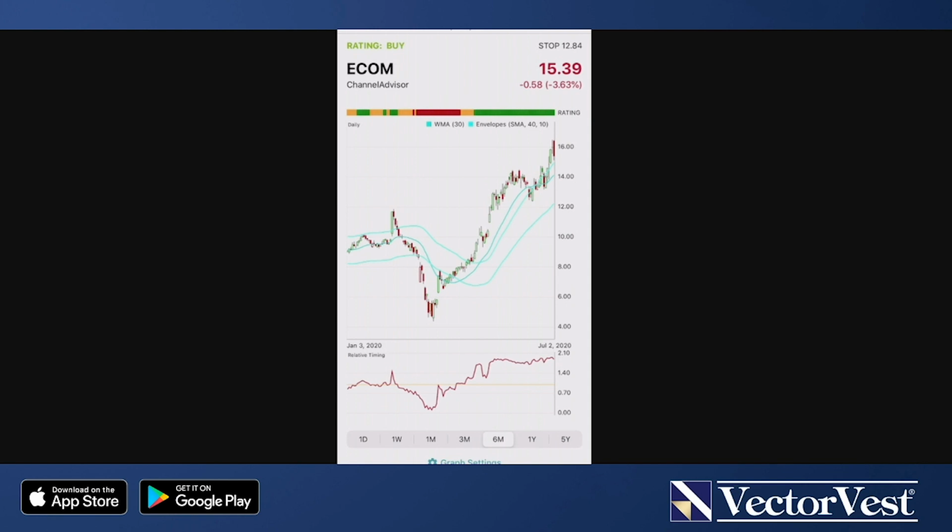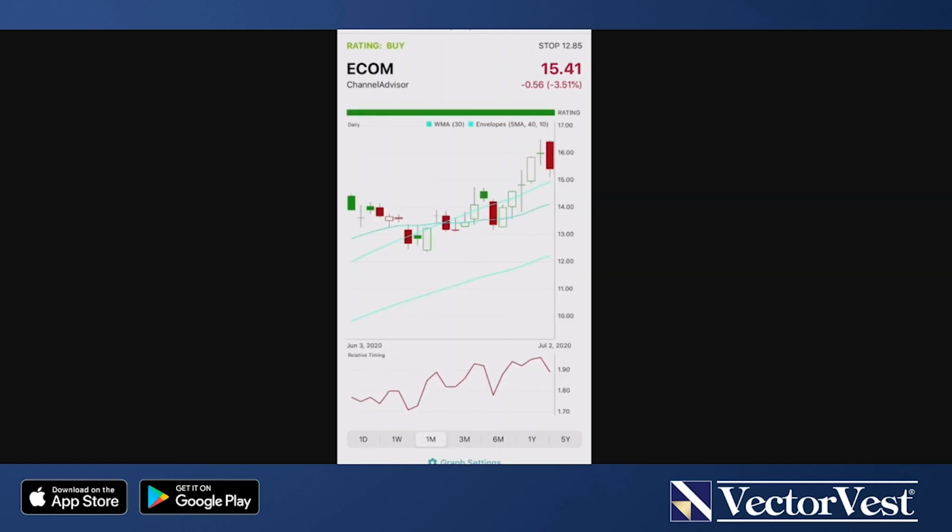Looking at the graph, you had a nice run here over the last couple of months. What do we have here today? Who can identify what that is showing right now? Hidden divergences, exactly.